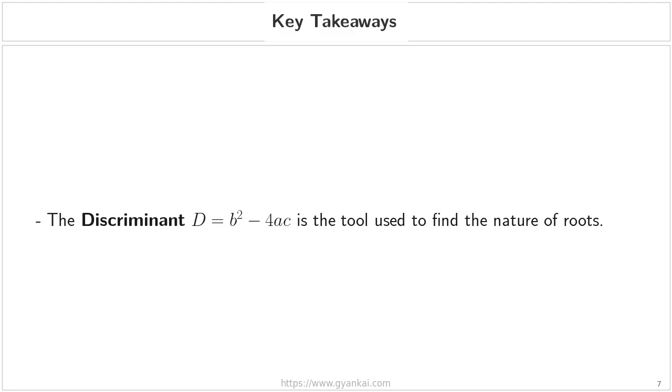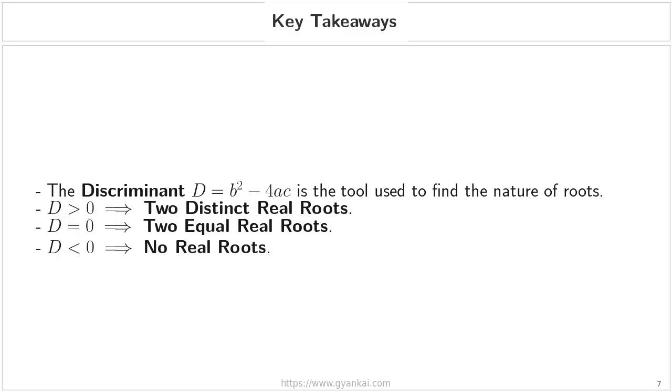Key takeaways. First and foremost, remember that the discriminant, which we denote as D, where D equals b squared minus 4ac, is your primary mathematical tool for determining the nature of the roots without needing to solve the entire equation. To recap the 3 specific cases we discussed earlier, if the discriminant is greater than 0, you will have 2 distinct real roots. If the discriminant equals 0, you are looking at 2 equal real roots, or what we sometimes call a repeated root. And, as we saw in our engineering example, if the discriminant is less than 0, there are no real roots to be found.